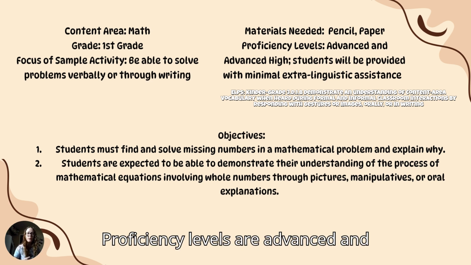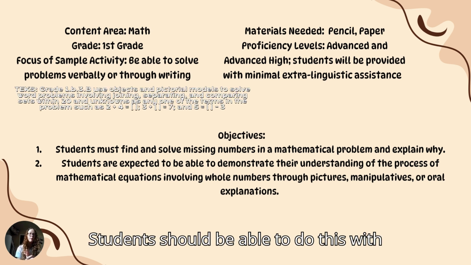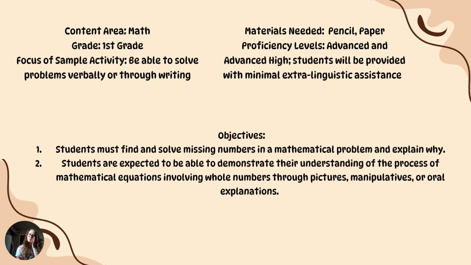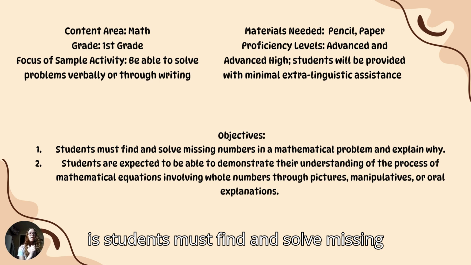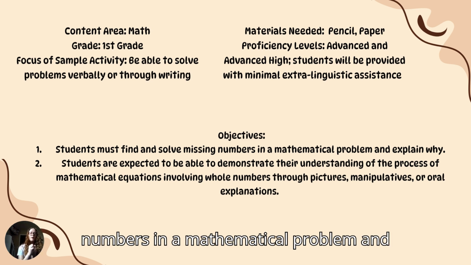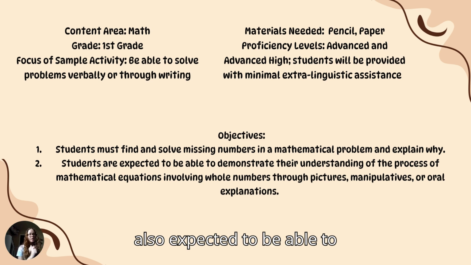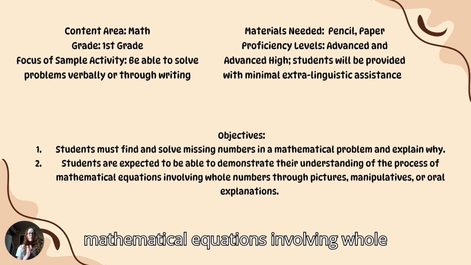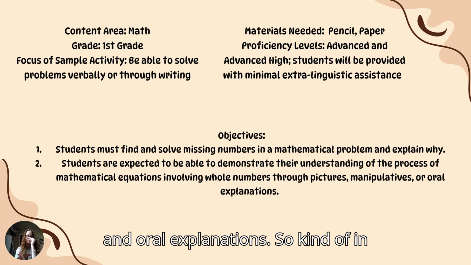The proficiency levels are advanced and advanced high, as students should be able to do this with minimal extra language assistance. There are two objectives. Students must find and solve missing numbers in a mathematical problem and explain why. Students are also expected to demonstrate their understanding of the process of mathematical equations involving whole numbers through pictures, manipulatives, and oral explanations.